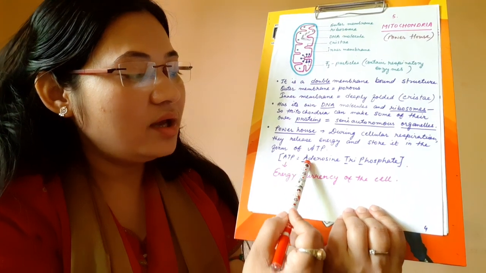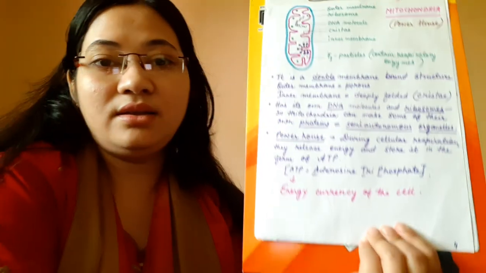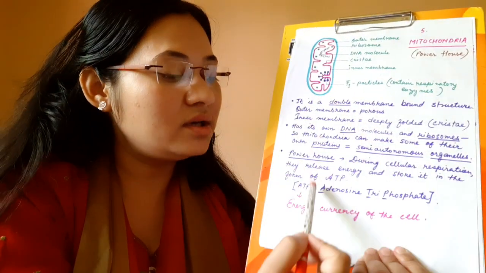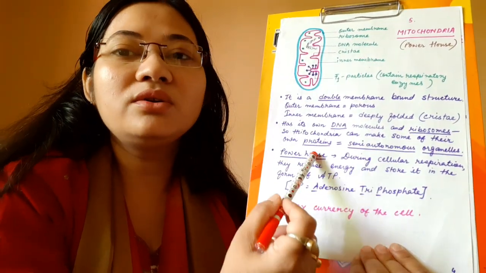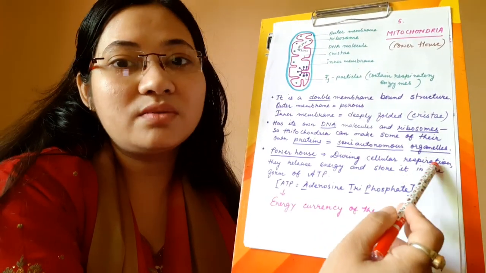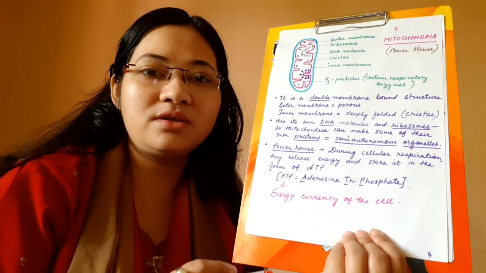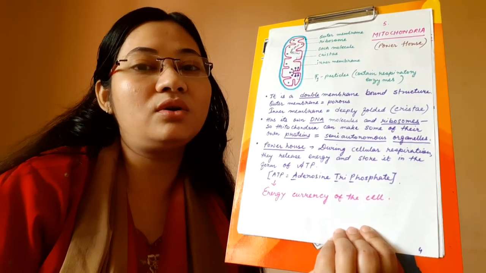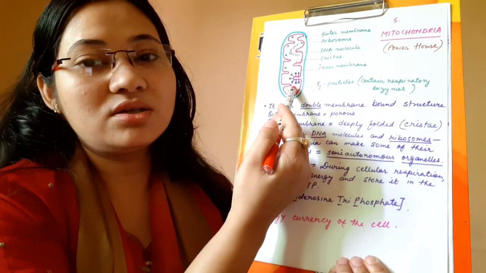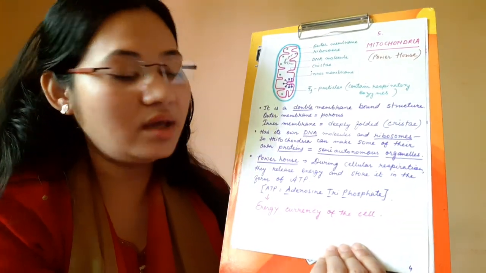ATP stands for adenosine triphosphate, which is also called the energy currency of the cell. Because mitochondria help in the synthesis and storage of ATP, mitochondria are called the powerhouse of the cell, during aerobic or cellular respiration. You must know that inside a cell, respiration takes place in two places. The first phase of respiration takes place in the cytoplasm. The second phase takes place in mitochondria. So mitochondria are a major cell organelle where cellular respiration takes place, and after respiration they help in the synthesis of energy, which is stored in the form of ATP. So mitochondria are called the powerhouse of the cell.